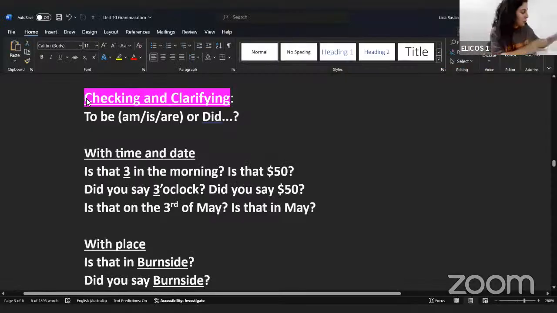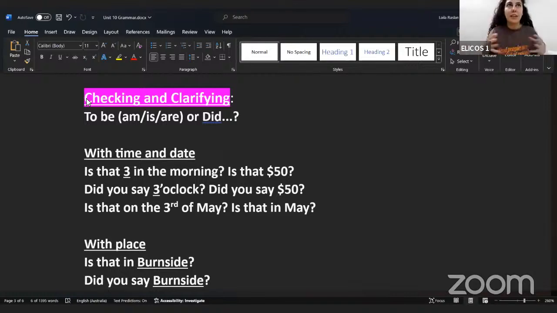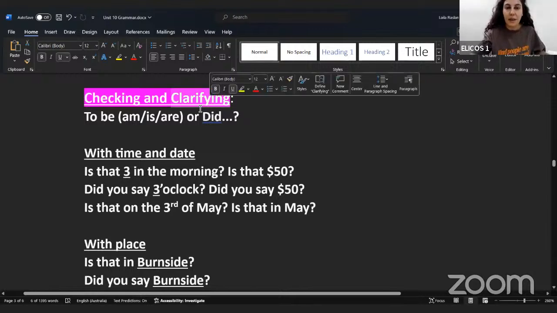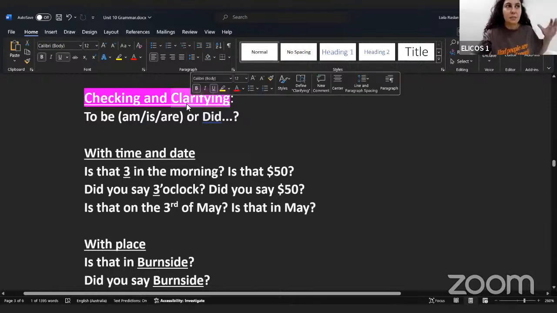Okay, so making sure that we understand the other person, or that if we don't understand them, then how do we tell them that we don't understand them? So let's start first by looking at some expressions to check and clarify, and then we'll do some exercises. So when I want to check, it means I want to make sure that I have the correct information. And clarifying is the same idea. You want to just make sure what you have is correct.